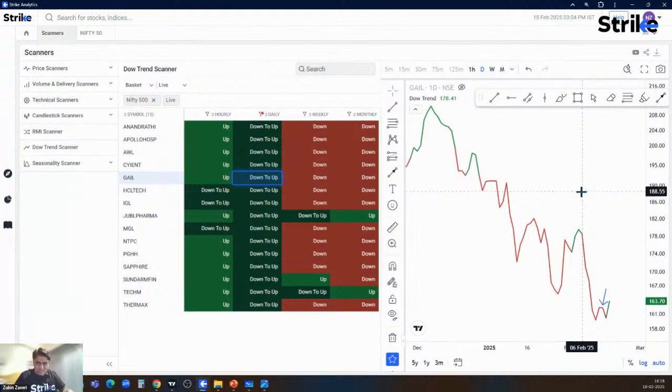So we will take individual stocks probably later on. Right now focus on how to use the scanners. All right. Rajdeep ji, Mridul ji, we'll talk about all those individual stocks later on. But right now we have a list of all these stocks which have changed trends.